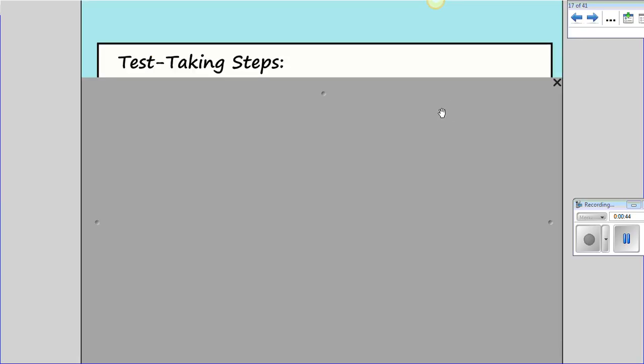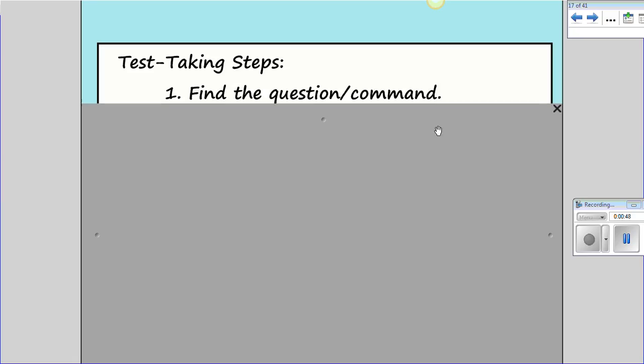Here are your test-taking steps. Please write these down in your notebook. Number 1, find the question or command. In a test, sometimes they tell you to list a detail or to underline a piece of evidence to support a claim. Here, they are telling you to do something. Therefore, that would be a command.